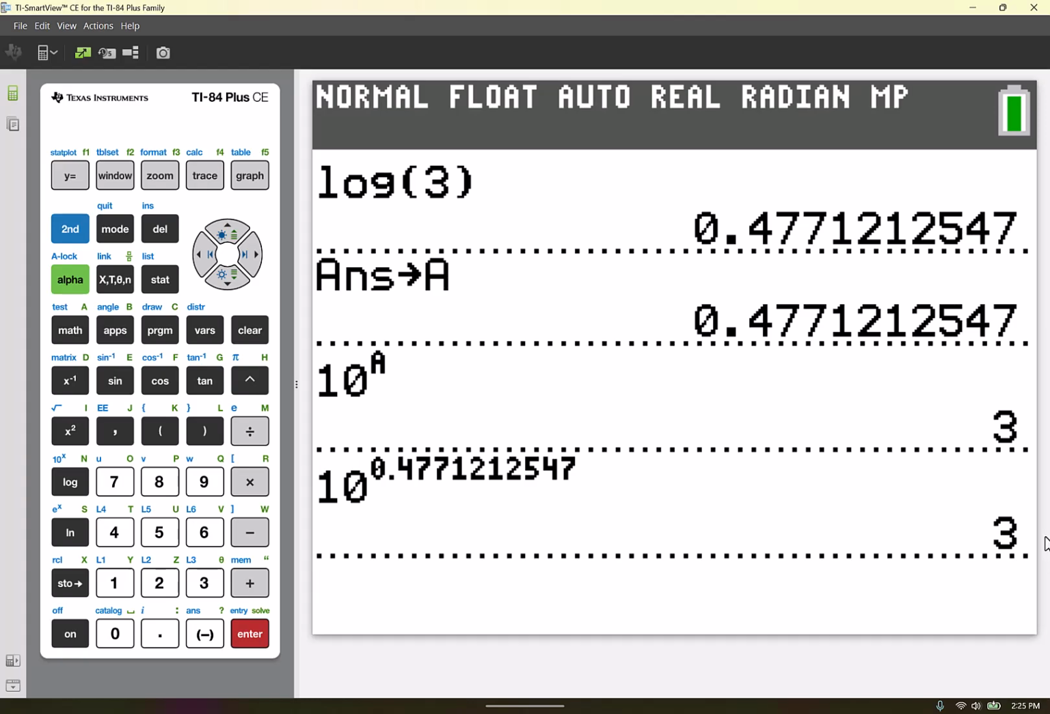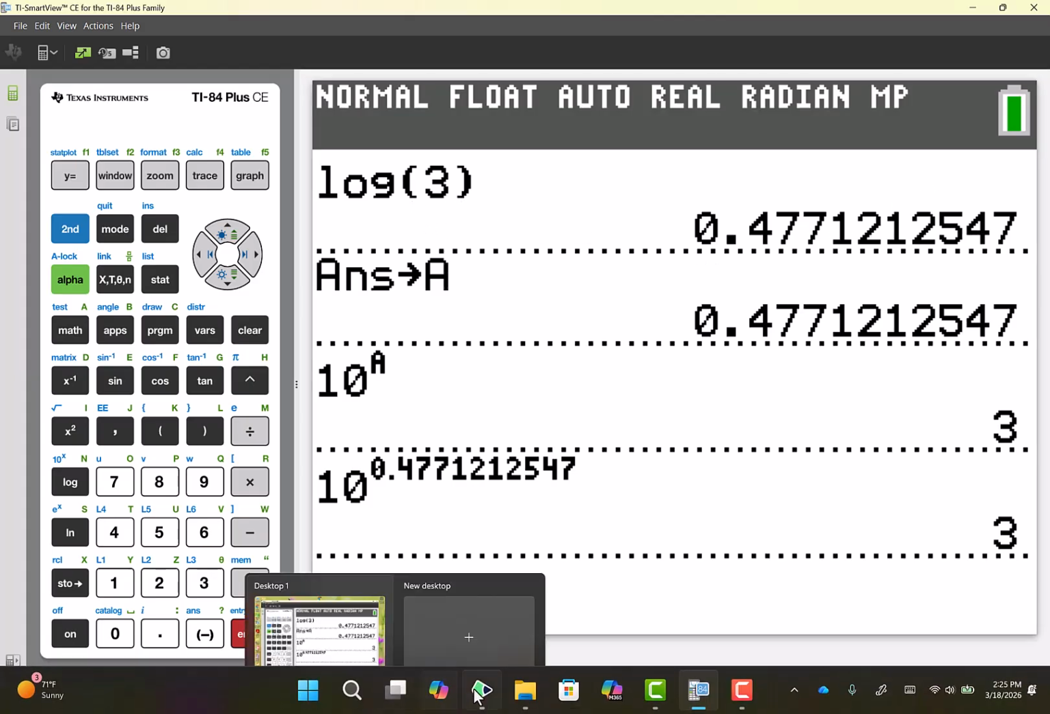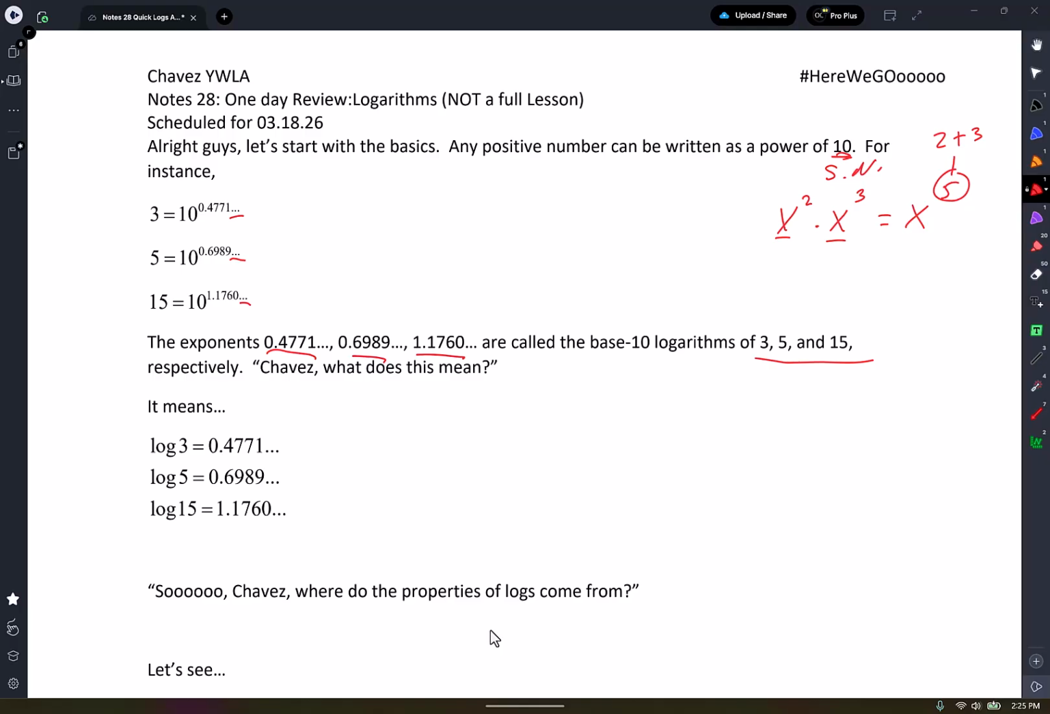So there it is, guys. So how do we get that 0.4771? Well, look, log of 3. So what are we showing right here? Log of 3 is 0.4771. Log of 5 is 0.6989. Log of 15 is 1.176.